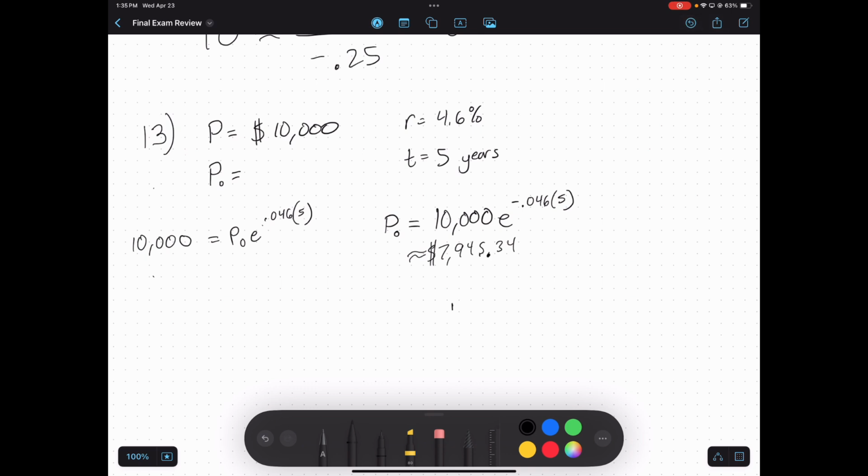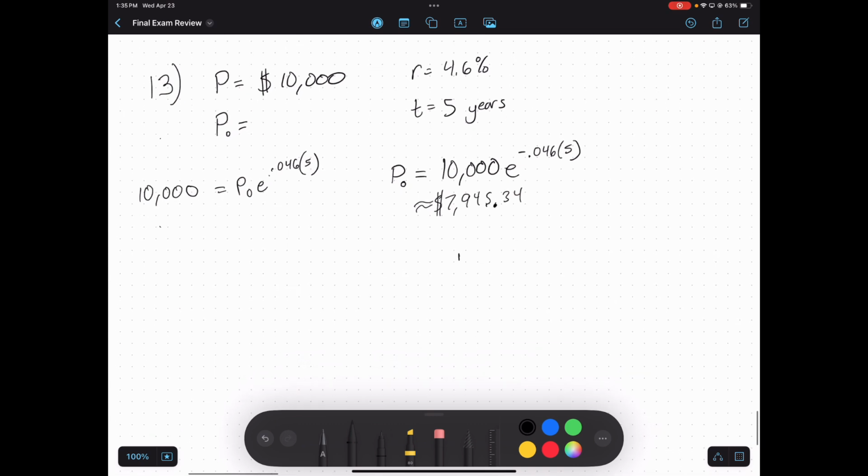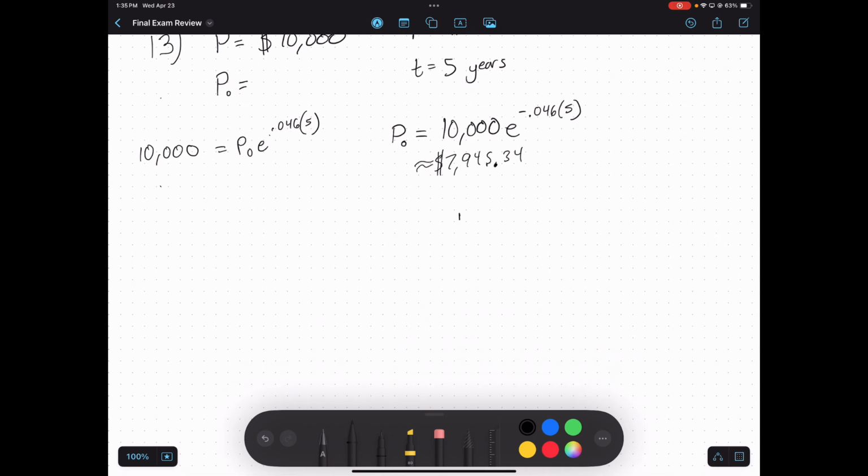Okay, any questions on that one? So that's just a good present value, future value type problem that we can think about. Okay, next one. Move on to 14.